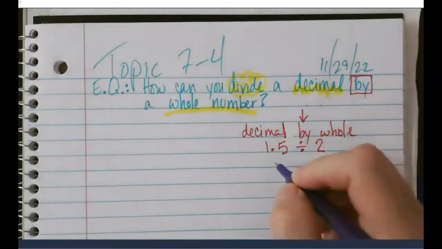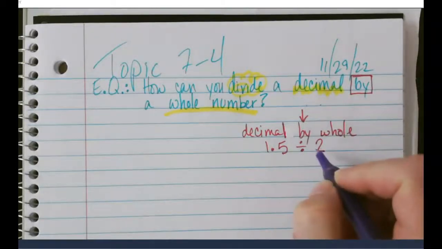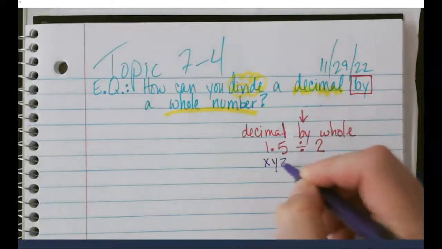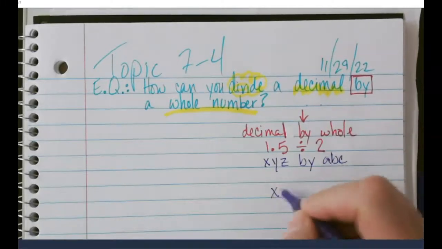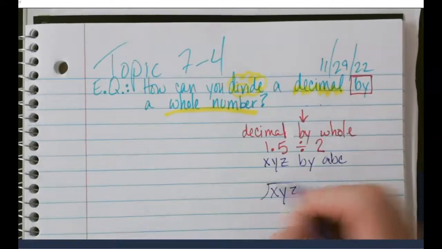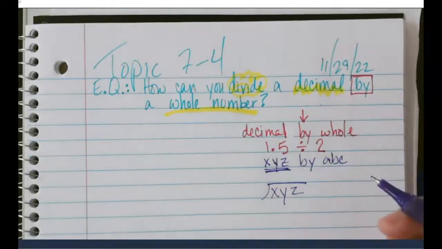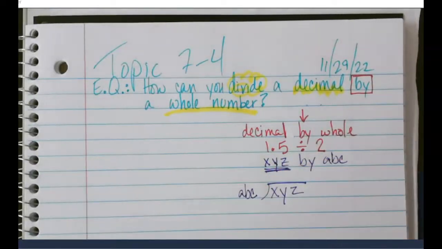So I'm going to change these into letters to represent it. So it would be like XYZ being divided by ABC. So the XYZ is inside the division house. Always that first number in your division sentence is what goes inside. Okay? Always.